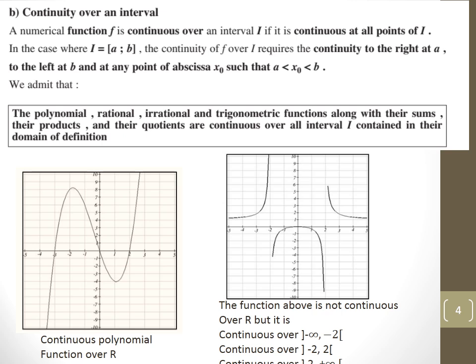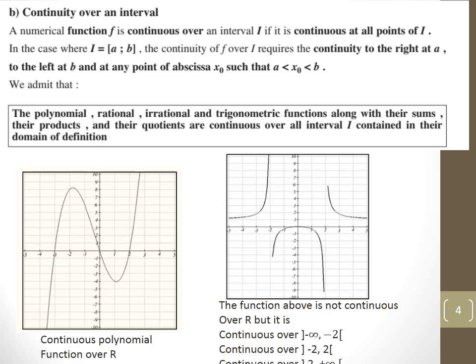Now we're going to study the continuity over an interval. We already learned how to study the continuity at a point. Now we're going to study if a function is continuous over an interval. We say that a function is continuous over an interval if it's continuous at all its points. Of course, I'm not going to check all the points in the interval from a to b. That's why you have to know, first of all, that the polynomial, rational, irrational, and trigonometric functions are all continuous over any interval I contained in their domain.